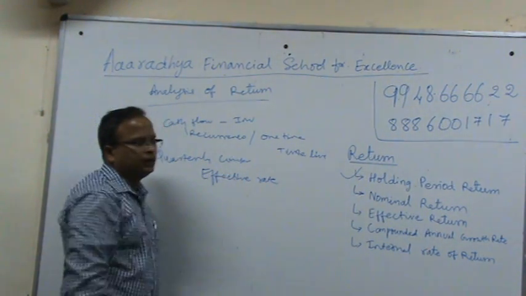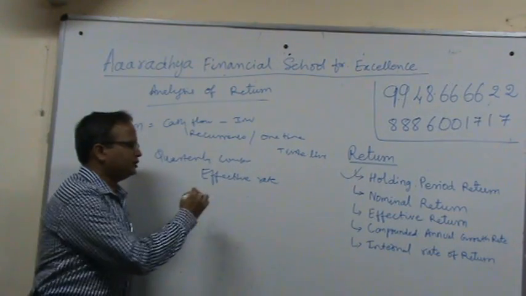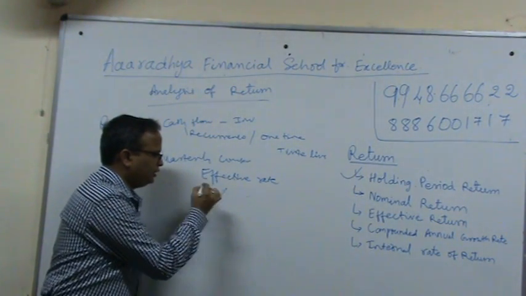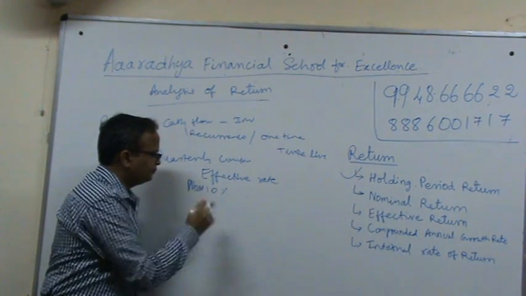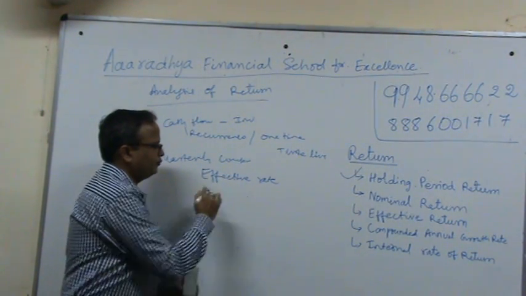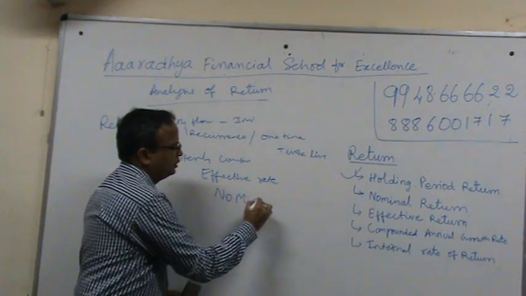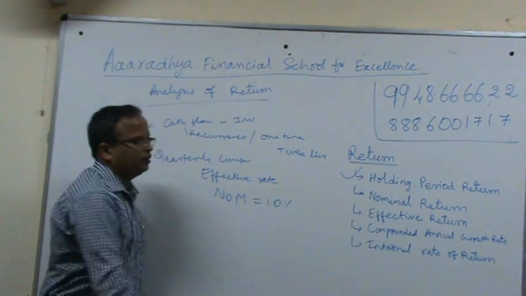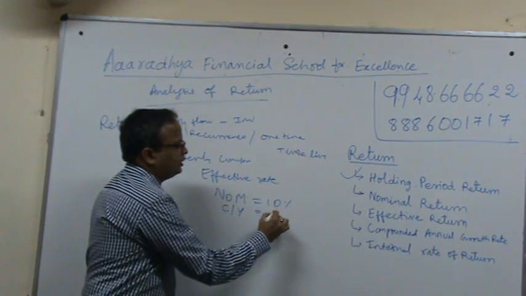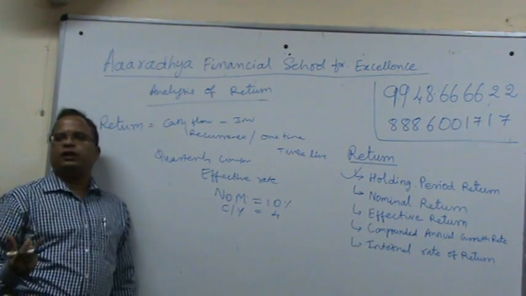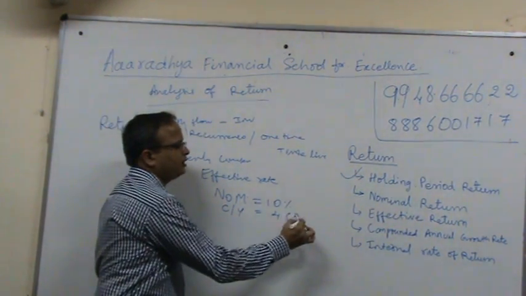Right? Let's understand this illustration. 10% we are investing. This, you say, is the nominal rate. So nominal is 10%. It says there is quarterly compounding. Compounding per year is 4. 4 times you are compounding. Why is it 4 times compounding? Because it is paid quarterly.